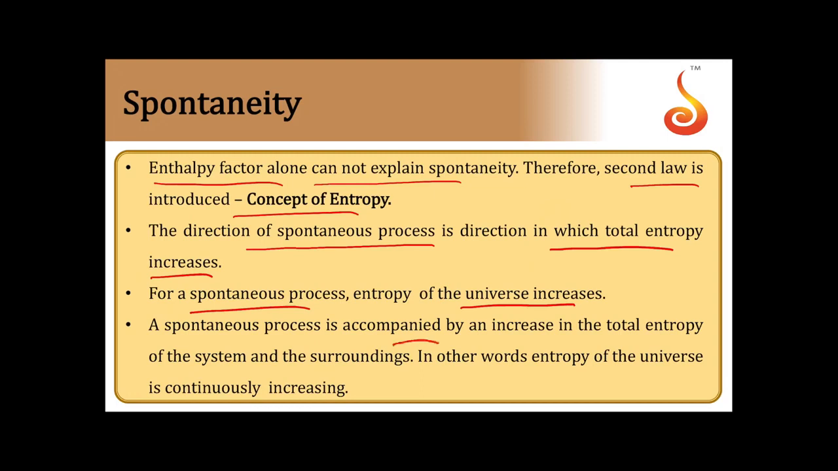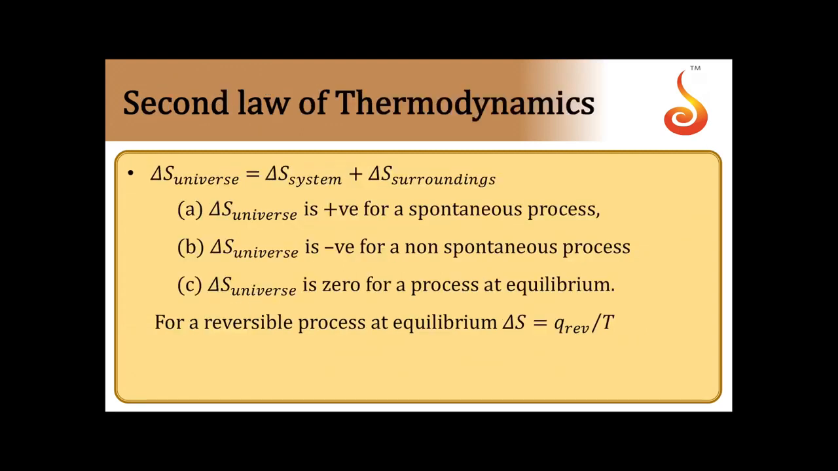A spontaneous process is accompanied by an increase in the total entropy, meaning the total entropy of system and surroundings. In other words, the entropy of the universe is continuously increasing because of the processes which are taking place. So the second law says the direction of a spontaneous process is the direction in which total entropy increases. Total entropy means system plus surroundings entropy. So delta S of universe is given by delta S of system plus delta S of surroundings.